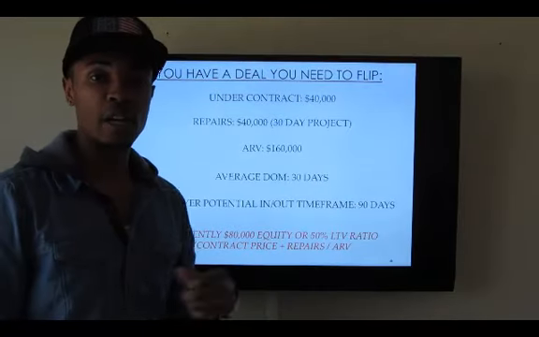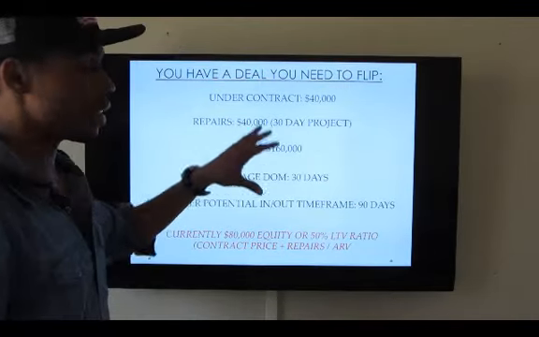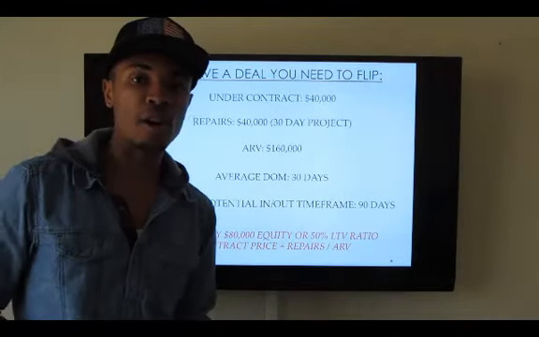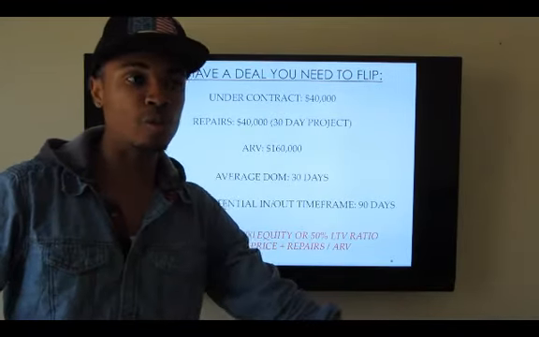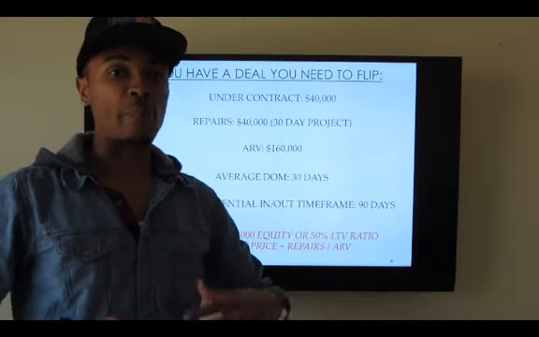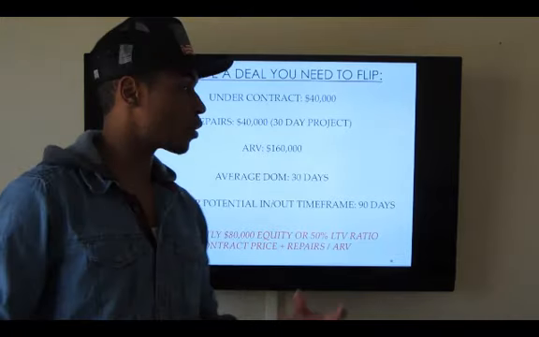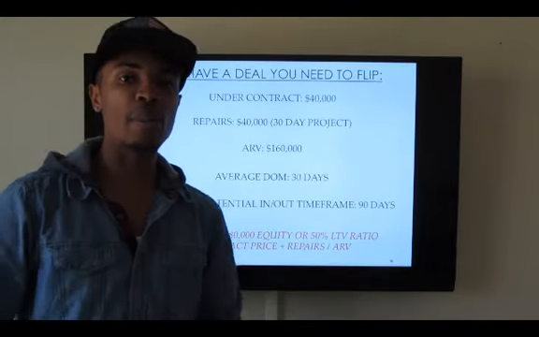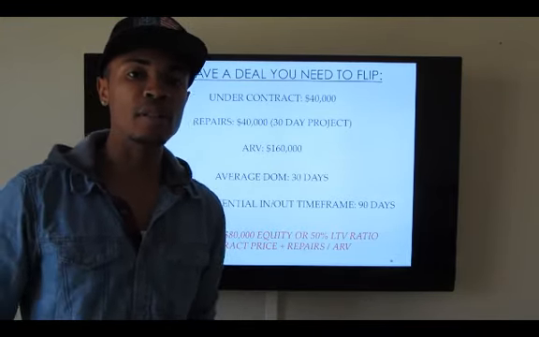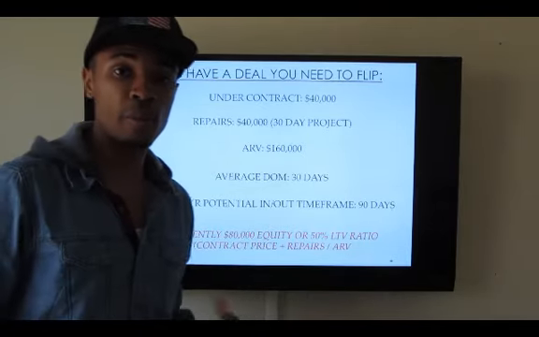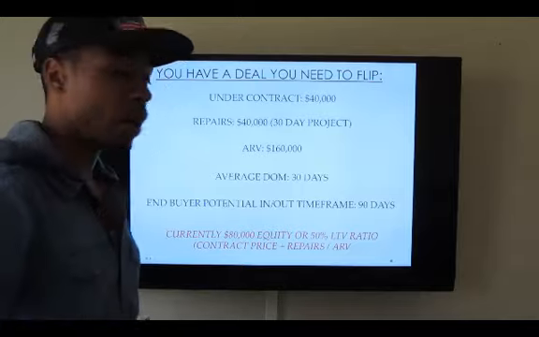Contract price plus repairs divided by ARV, okay? So as you can see, this is a good deal. But someone who doesn't know their end buyer's cost of money can easily flip it to a buyer and lower their spread by not knowing their cost of money. So if you know your end buyer's cost of money, you can easily widen your spread and increase your bank account with your profits on your end.